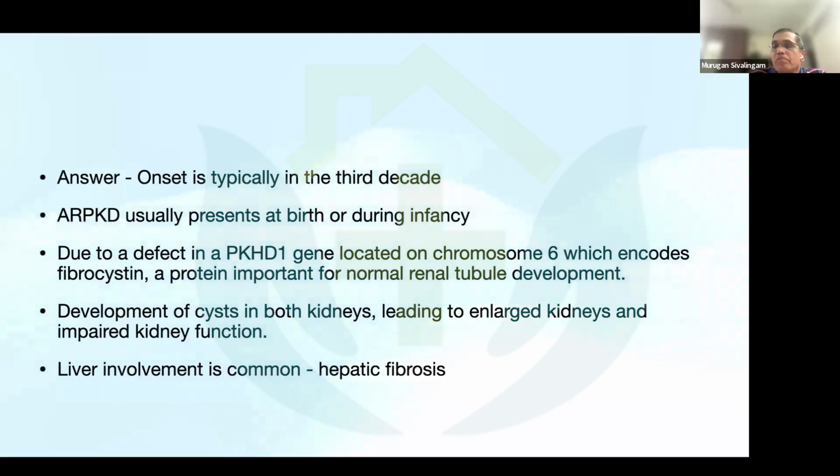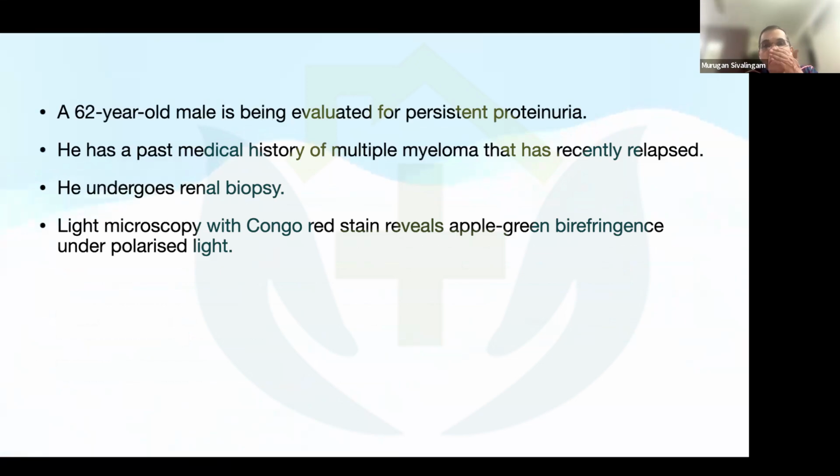So it's a recessive condition. Obviously they need to have two copies of the gene, so both parents have to carry it. It's more common in marriage between close relatives. And as I said, liver fibrosis, always remember that hepatic fibrosis. Okay?